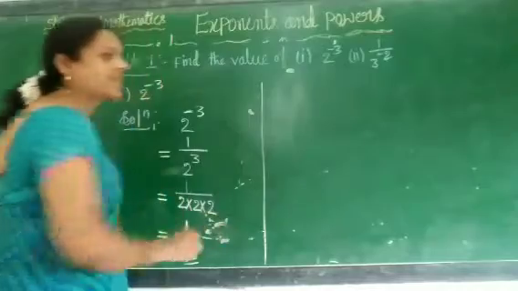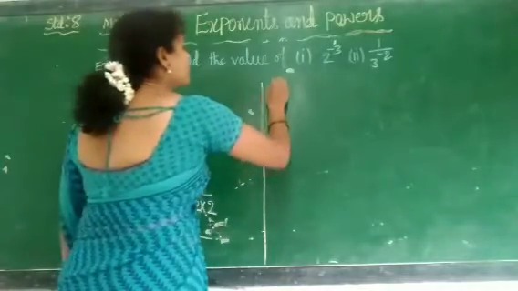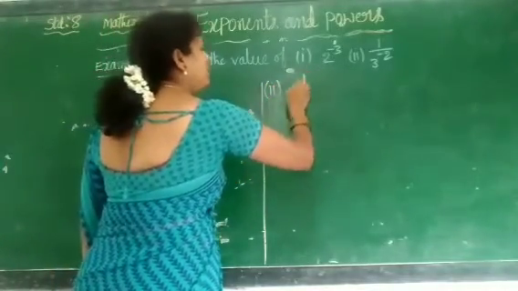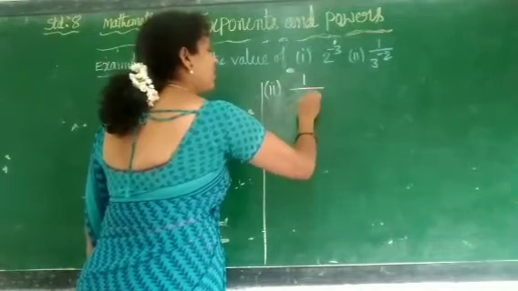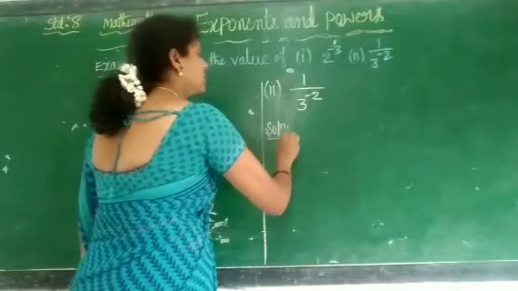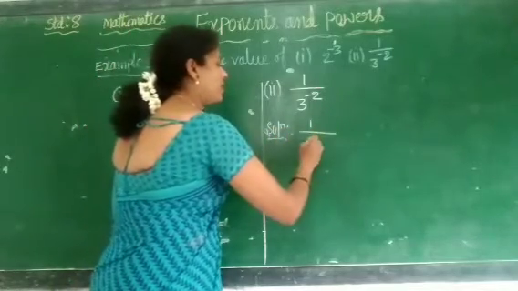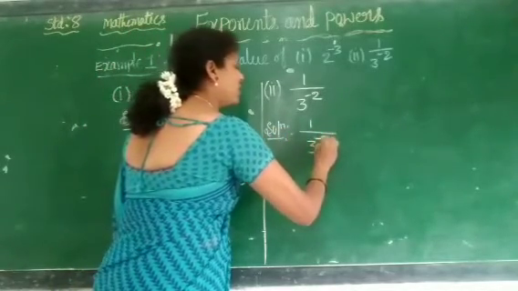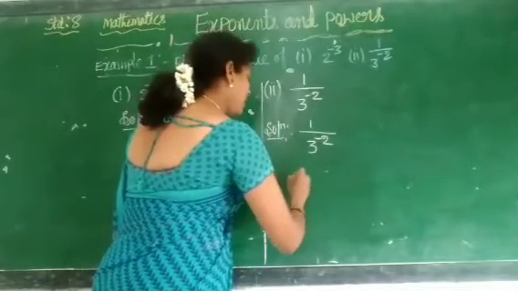The second one is 1 divided by 3 to the power minus 2. Solution: 1 divided by 3 to the power minus 2 can be written in the upward.